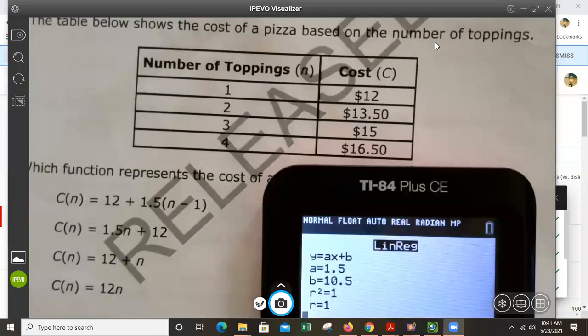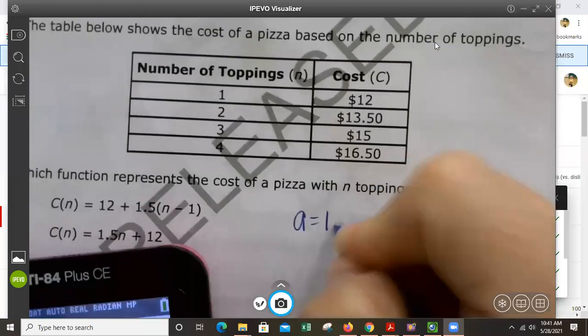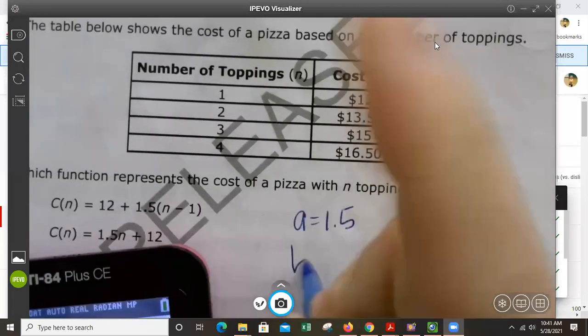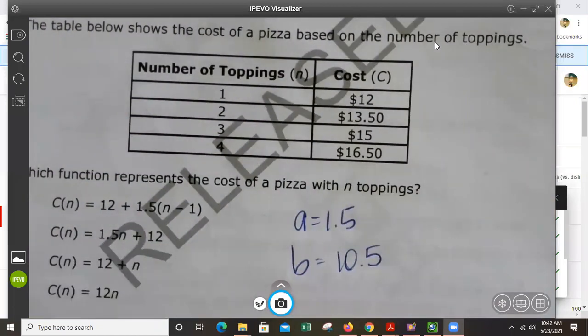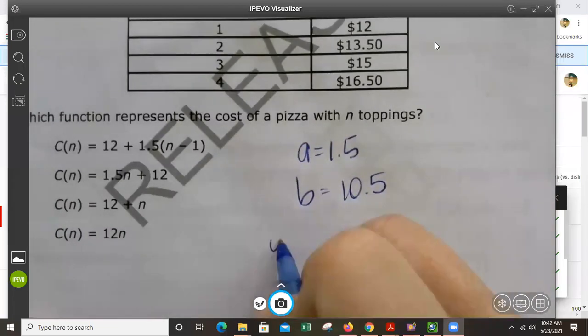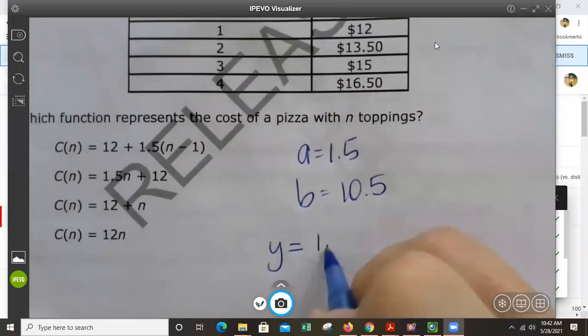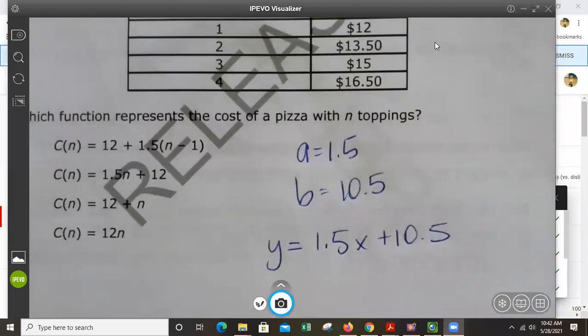All right, so I get A is 1.5. Is that hers? Yeah. Are y'all okay if it's just ringing? Y'all are good? Okay. A is 1.5 and B is 10.5. That means our equation would be y equals 1.5x plus 10.5.